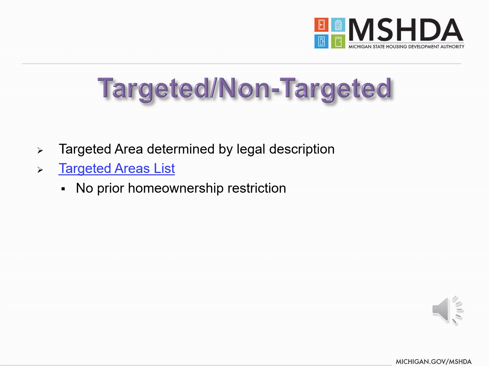You must verify the property is in a targeted or non-targeted area. This is determined by the legal description for the property. MSHDA has a targeted areas list. If the property is found to be in one of these areas, there is no prior homeownership restriction.